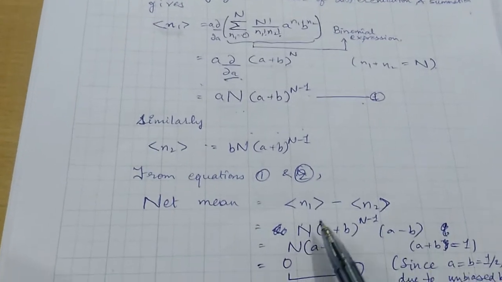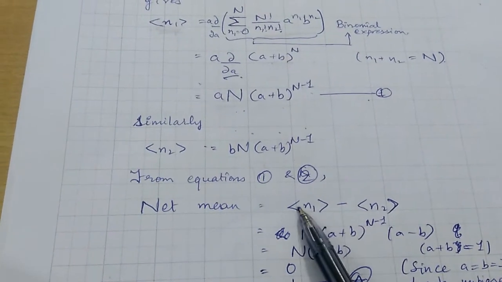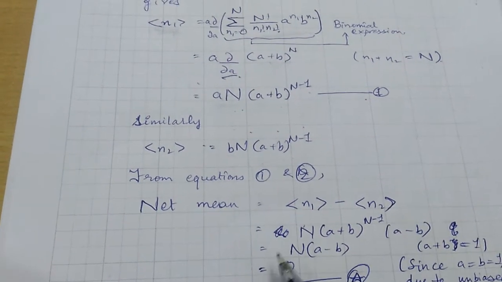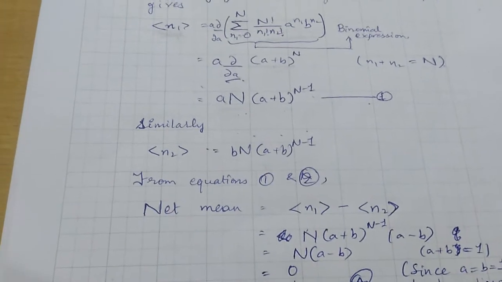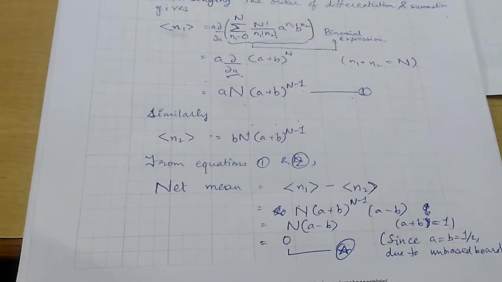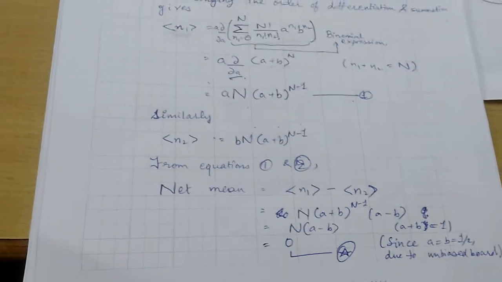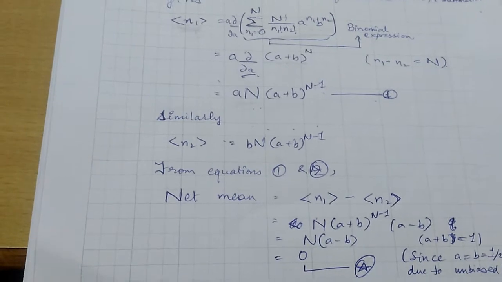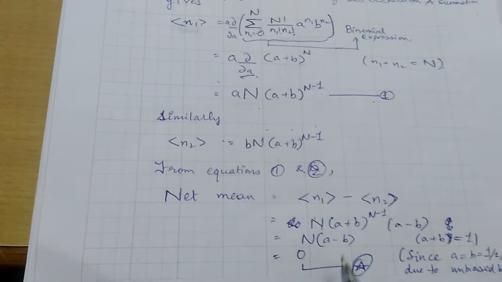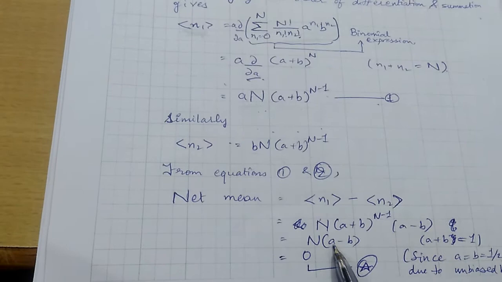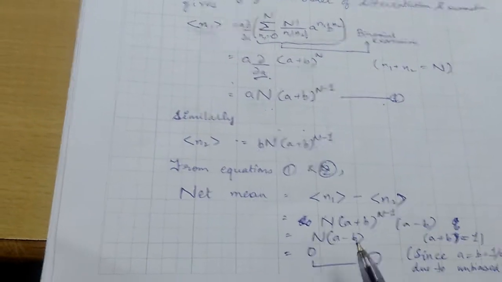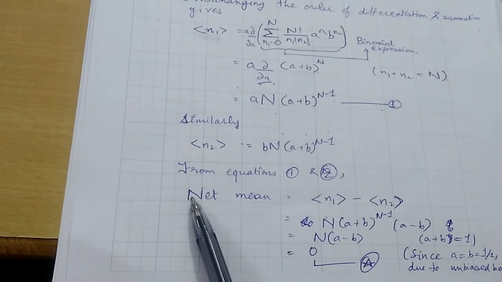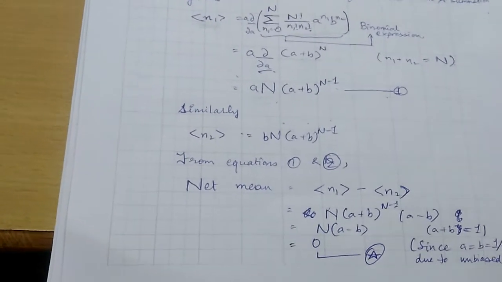From equations 1 and 2, we see that the net mean is average of n1 minus average of n2, which is n times a plus b raised to n minus 1 times a minus b, which is n times a minus b. Now remember it here. Remember when I said that your board is going to be unbiased? Well, it is unbiased, and therefore what you're gonna do is take a equals b, as has been stated before, which leads us to the net mean being 0.